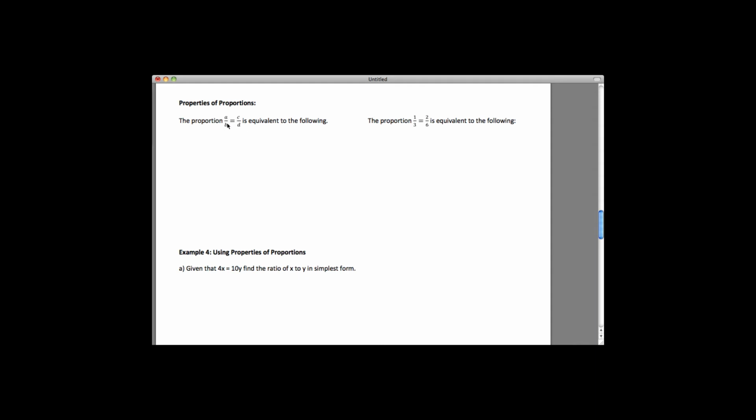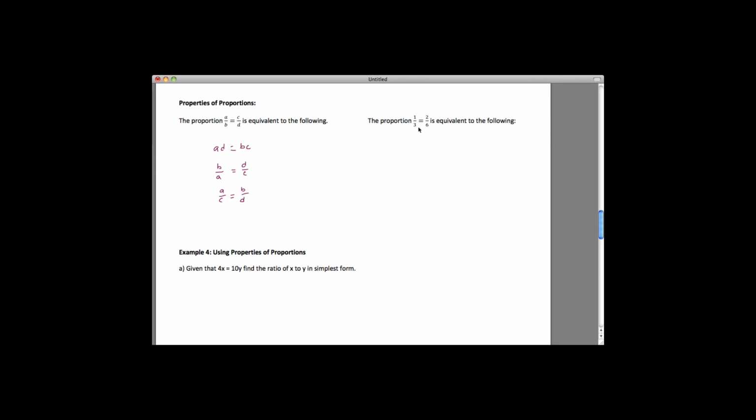The proportion A over B is equal to C over D is actually equivalent to the following things. AD is equal to BC, right? That's the cross products. Okay? So when we talk about the cross products, this proportion is equal to this. Well, what it's also equal to, B over A is equal to D over C. Because look, the cross products are still going to be equal. BC is still going to equal AD. Another thing that it's equal to is A over C is equal to B over D. Okay, so all of these are equivalent.